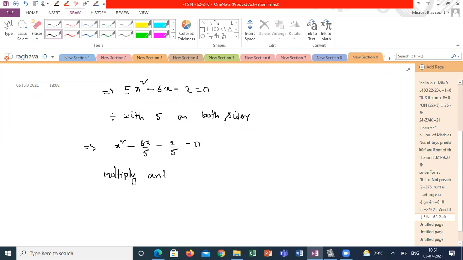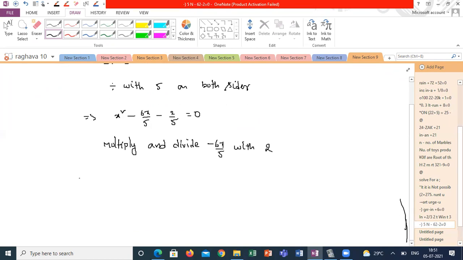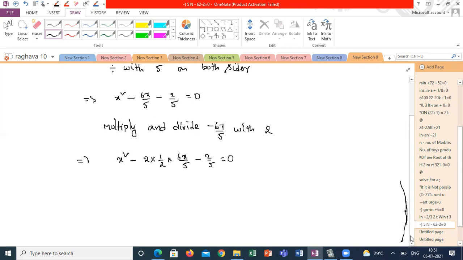What is the second step? Multiply and divide minus 6x by 5 with 2. If I multiply and divide, I will get x square minus 2 into 1 by 2 into 6x by 5 minus 2 by 5 is equal to 0. Separating the constant 2 and x, x square minus 2 into x into 6 by 10 minus 2 by 5 is equal to 0.